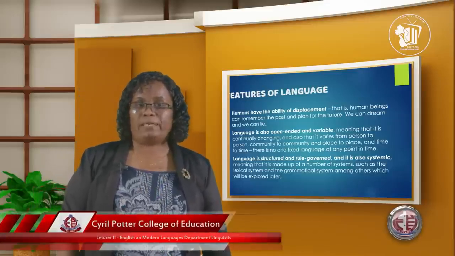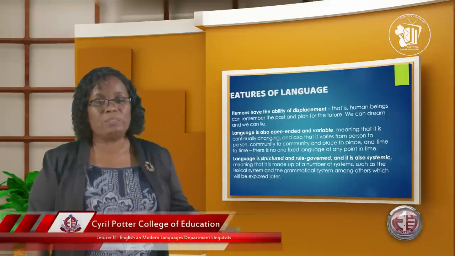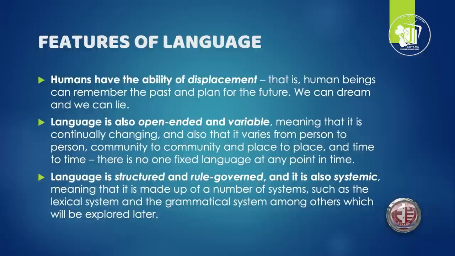Language is open-ended and variable. Now, what this tells you is that it's continually changing. And the way that it changes is it varies from person to person, community to community, and from place to place, even from time to time. Let's just look at what these different variables suggest. Person to person.